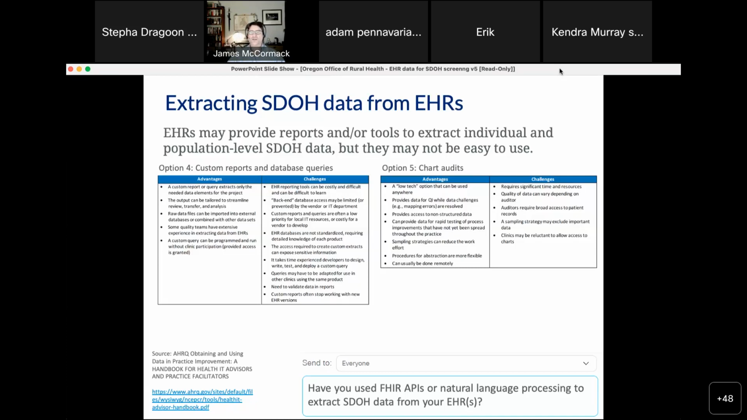So I'm curious, another chat prompt, are any of you having to resort to chart audits to get to your social determinants data? Or for the most part, do the other four options work for getting the data that you need?